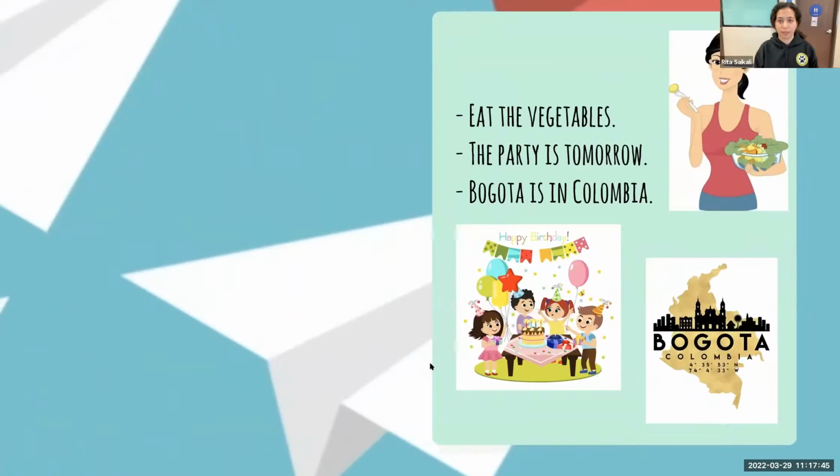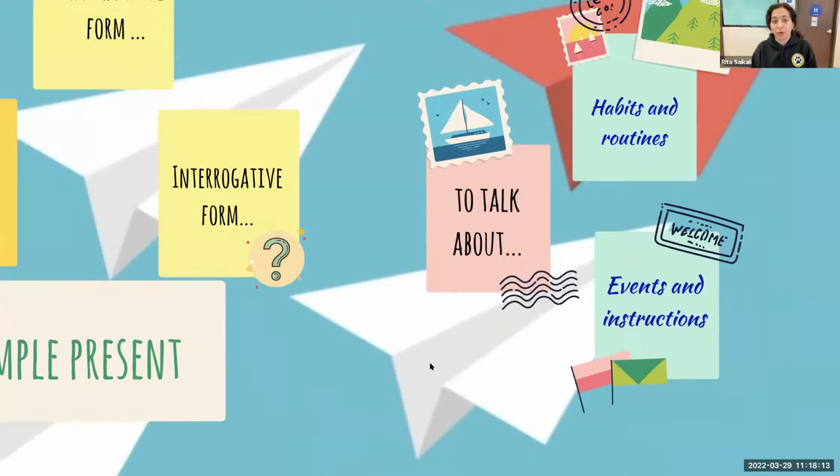Okay. Other things, I eat vegetables. The party is tomorrow. Even though tomorrow is in the future, we still use simple present, right? Because it's not about to happen, right? Yeah, because it's very close in time. Okay. So Bogota is in Colombia, right? Yeah. So those are general facts.